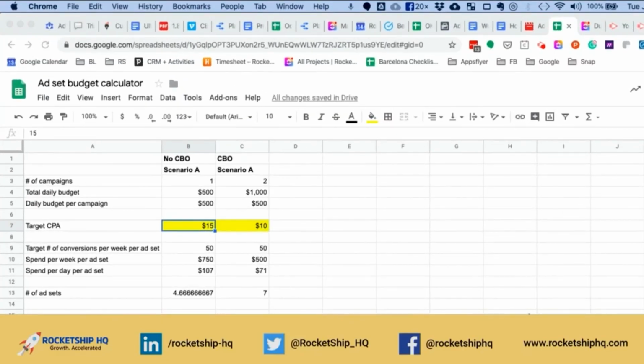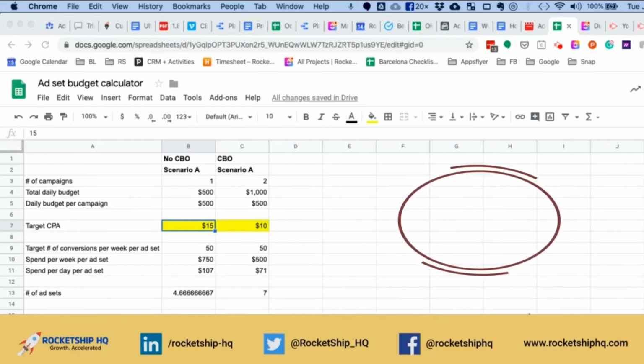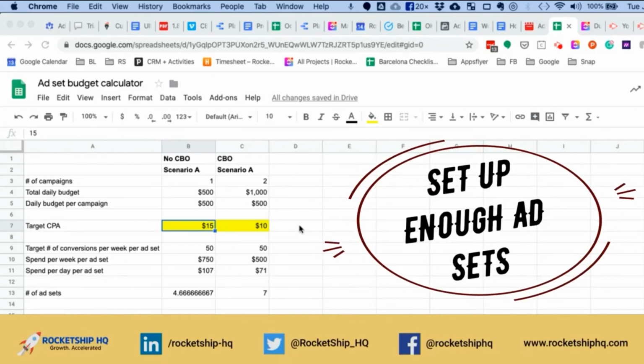Overall, what you do need to remember is this. Facebook's guidance might change. The 50 might become 25 or 40 or 100. But what you need to remember is to make sure you set up enough ad sets or campaigns and set your budget so that you're giving Facebook's algorithm as many data points as possible in terms of the number of signals you're able to provide to it so it can optimize better.